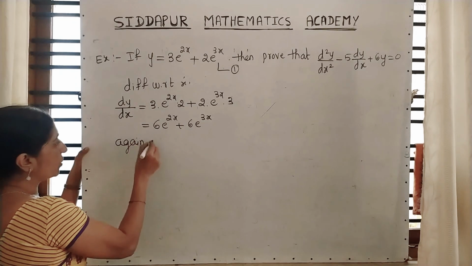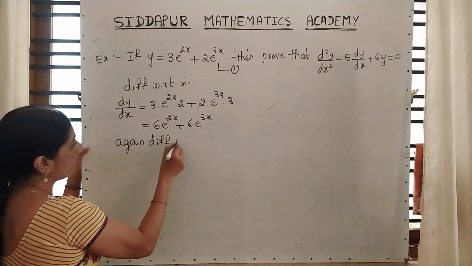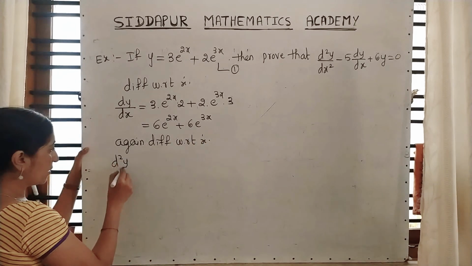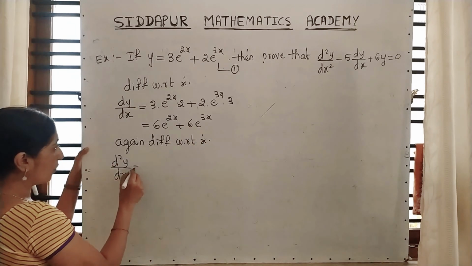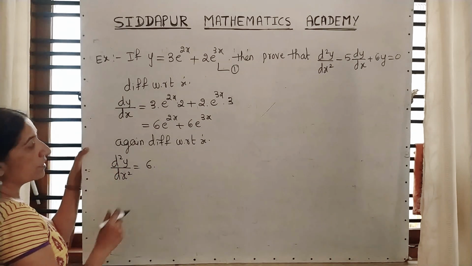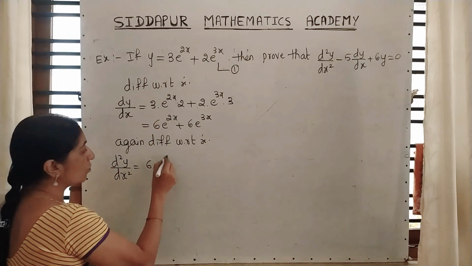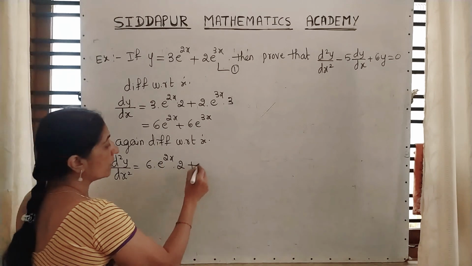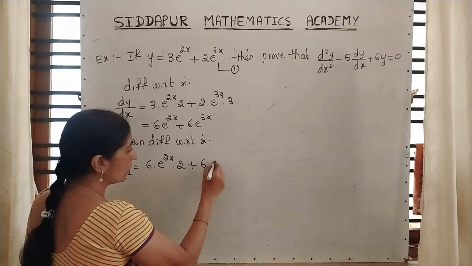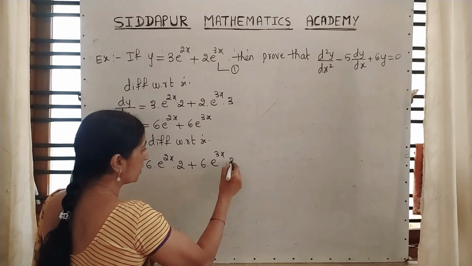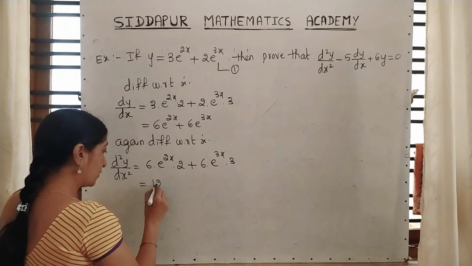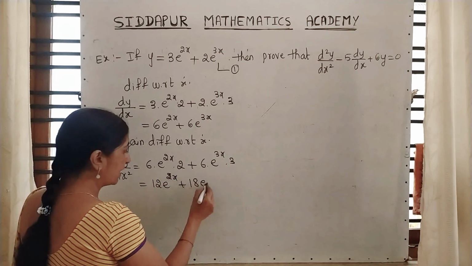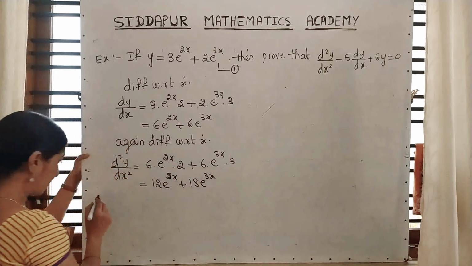Again differentiating with respect to x, d square y upon dx square is equal to 6 as it is. Differentiation of e raised to 2x is e raised to 2x into 2, plus 6 as it is, e raised to 3x is e raised to 3x into 3. 12 into e raised to 2x plus 18 into e raised to 3x.